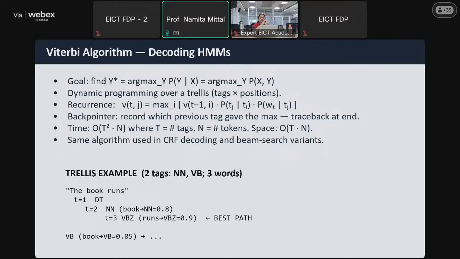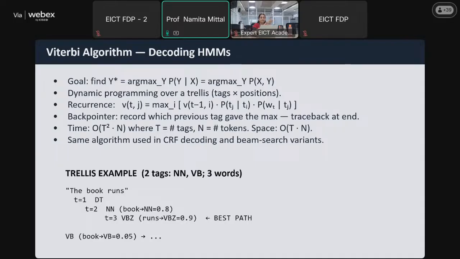So when we say probability, joint probability, what is this joint probability? Probability of X, Y: the probability of both happening together, right? When this is book, what is the probability it is a noun? When it is book, what is the probability it is a verb? And again, there are many possible cases. So which has the highest probability? That is argmax. So dynamic programming over a trellis of tags and positions.